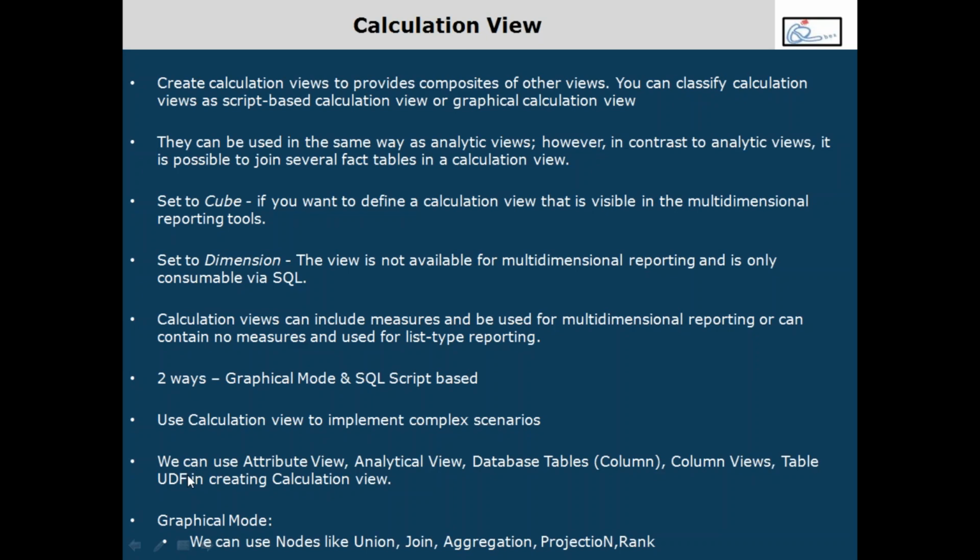Now tell me, while creating attribute views, what objects can we use to build attribute views? What are the data source objects we can use to create attribute views? Not just tables. Column store tables only, because we cannot use row store tables. We can only use column store tables when creating attribute views.